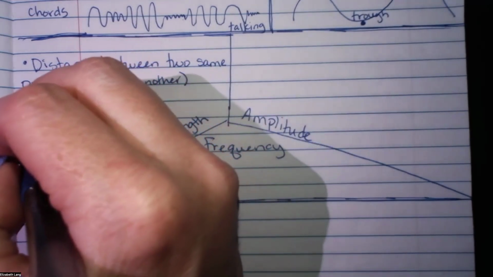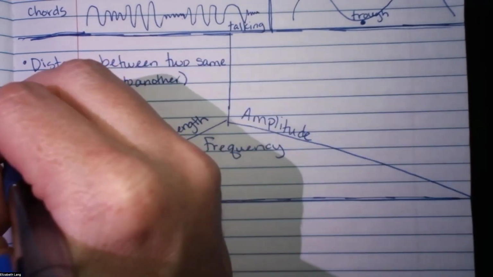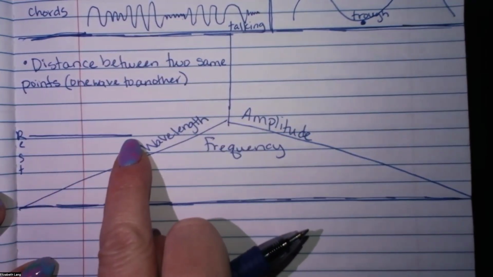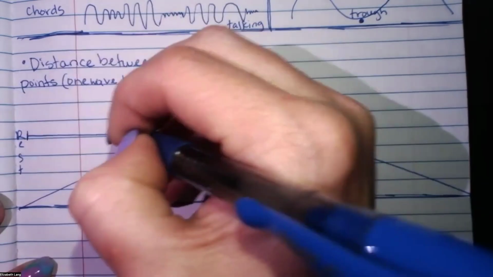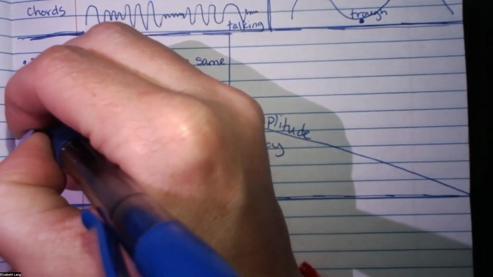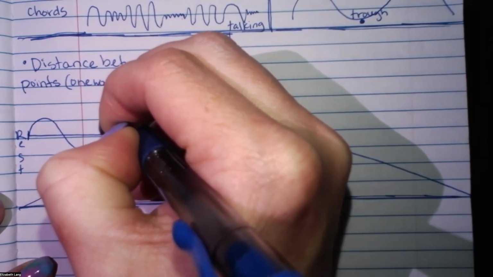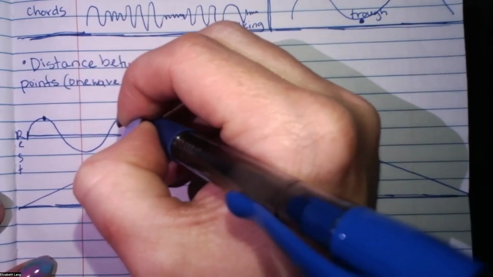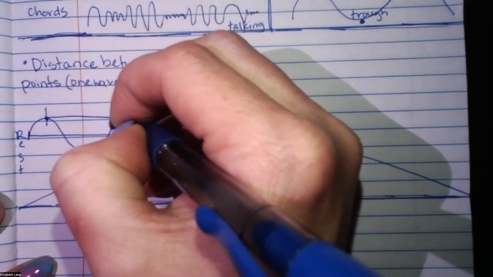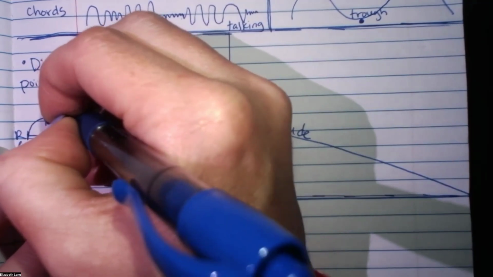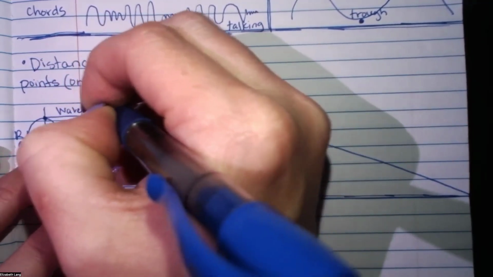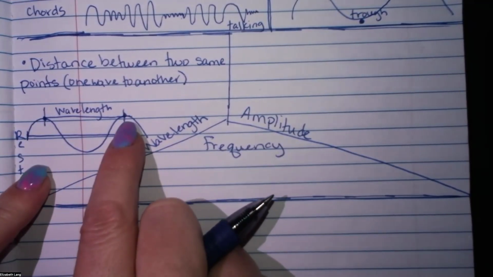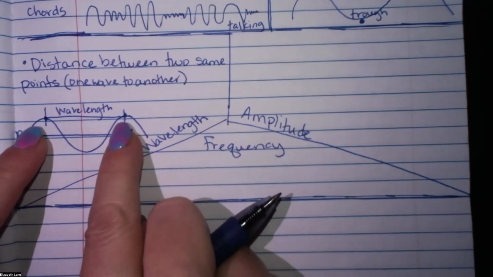So wavelength. Here's our drawing. This is rest. Remember, rest is no vibration. And then this is the start. This is the end. We're going to start here. Okay. And this is from here to here. This is a wavelength. The length between waves, one wave to the second wave. Okay, so this is a wavelength.